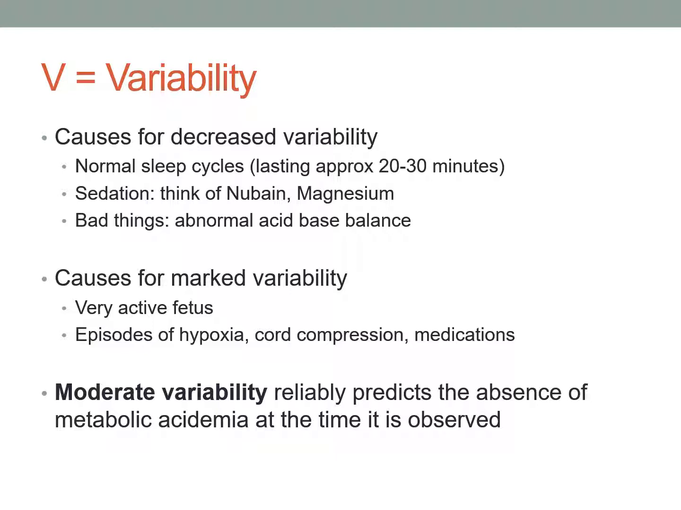So really key point on this slide, and I mentioned it once before, know this about moderate variability. It reliably predicts the absence of metabolic acidemia at the time in which you observe it. That's one of the really safe statements you can make about fetal monitoring, that when you have moderate variability, it reliably predicts the absence of acidemia at the time you observe it. It doesn't tell you that things are going to be fine later on, but it tells you that right now the baby's not acidotic.